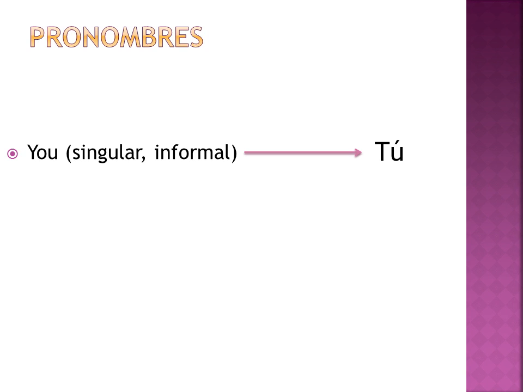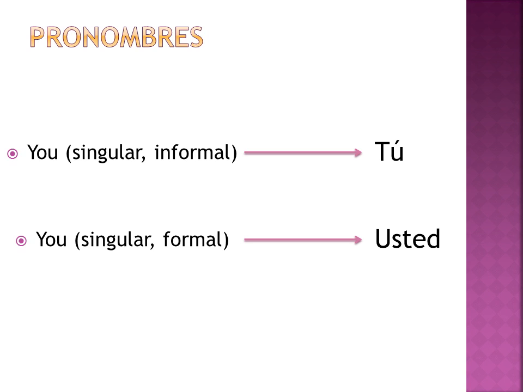The first one is I, which we've seen, and I is yo. The next one is you. Now this is singular and it's informal, and we already looked at it too. That would be tú. Make sure you have the accent mark over the tú because otherwise it means something else. Now the second one is you, but in singular, and this time formal. And we've also seen this one, and this one is usted.